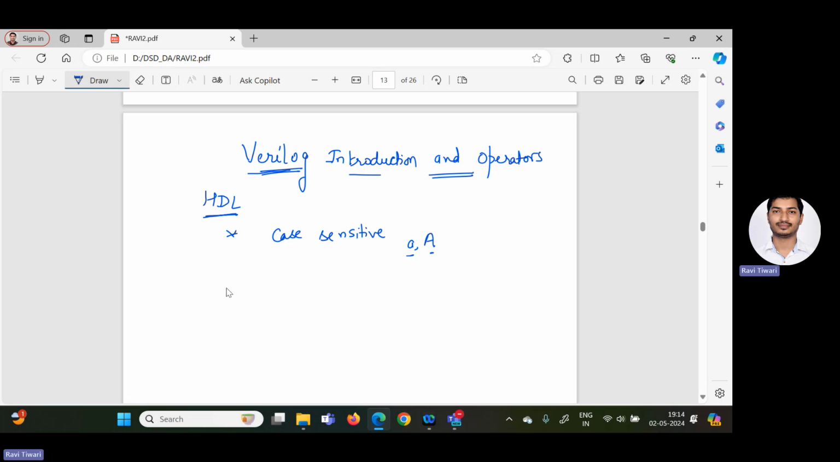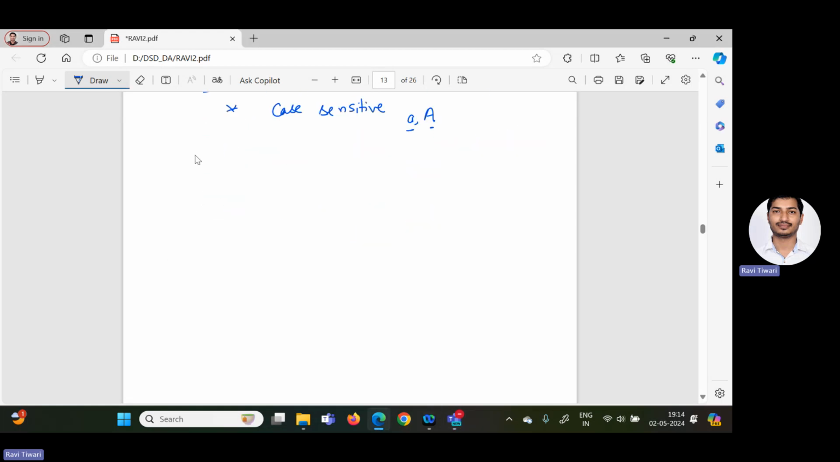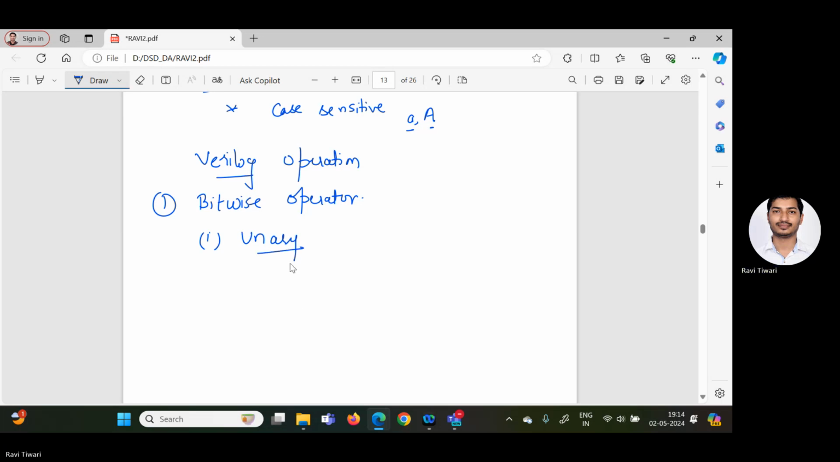Here we will see the operators based on the Verilog language. So here in the Verilog language, we have some operators. The first operator we will see is the bitwise operator. Inside the bitwise operator, the first part is the unary operator. What is the meaning of unary operator? A unary operator is the one which affects only a single operand.